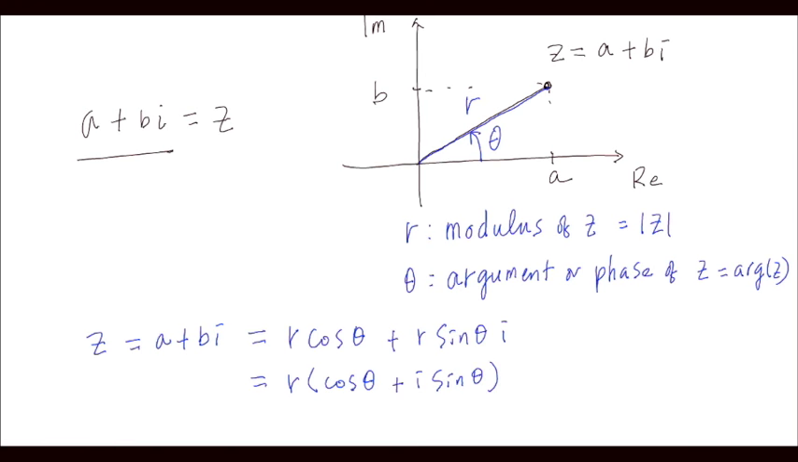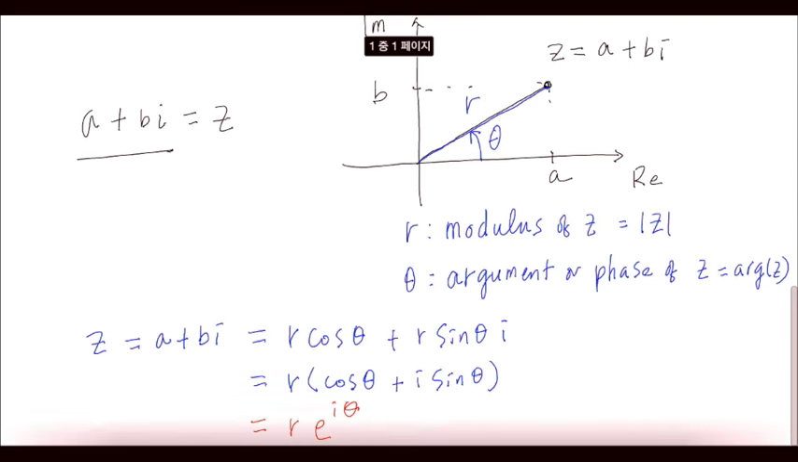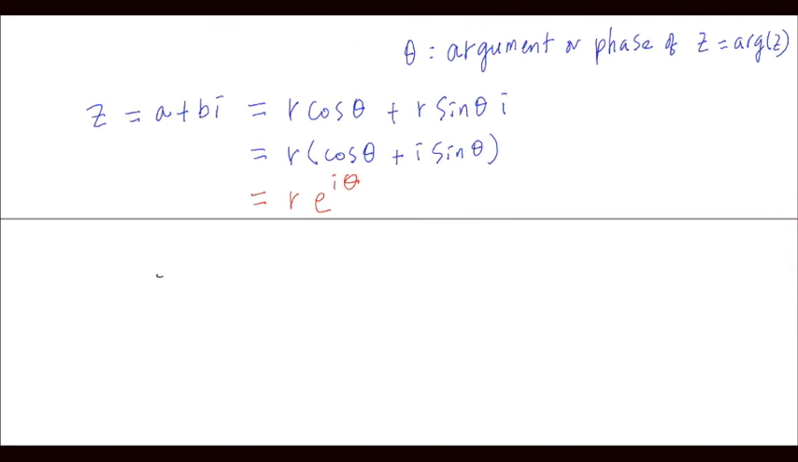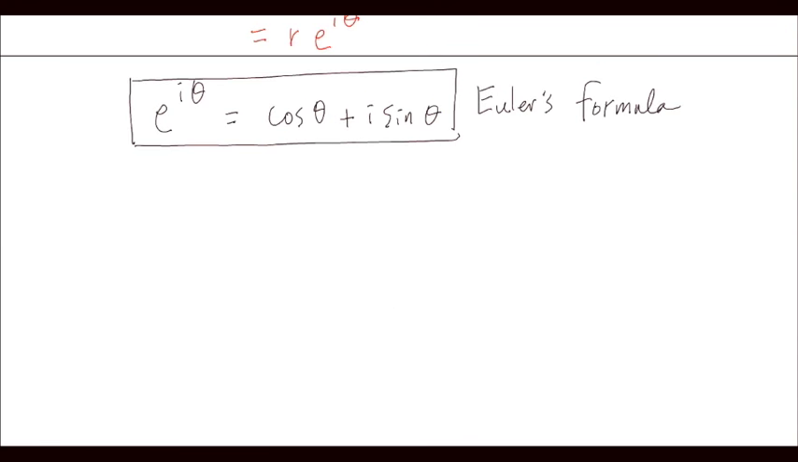And the next line is one of the most important formulas in engineering mathematics, and you need to memorize it here. We can write this guy as r e to the i theta. So this is a definition. You can take it as a definition. Then e to the i theta is equal to cosine theta plus i sine theta. And this formula is called Euler's formula. Using Euler's formula, we can simplify many complicated manipulations of complex numbers.